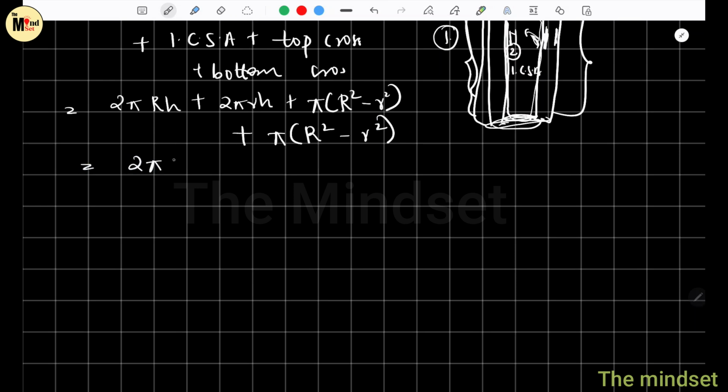So it will be 2 pi capital R into h plus 2 pi small r into h plus 2 times pi and pi. This is same now. So 2 pi capital R square minus small r square.